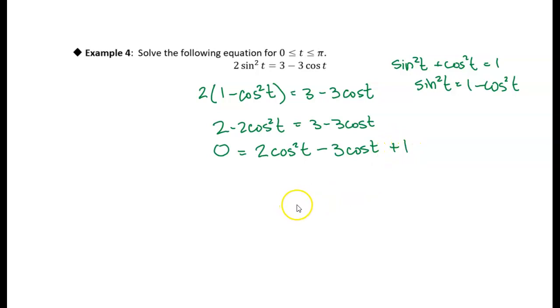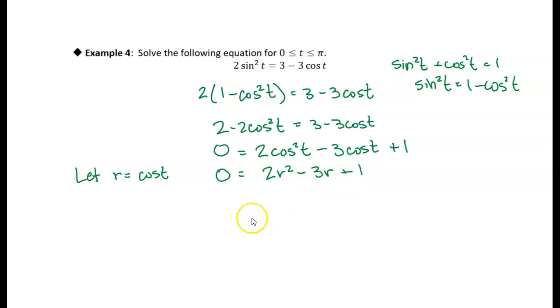Now that looks kind of ugly, but you can see it's a quadratic. You have something squared minus a constant times something. To make it a little easier, like I did before in example 2, I'm going to let r equal cosine of t. Then it's a little easier to work with, and it just becomes 2r squared minus 3r plus 1.